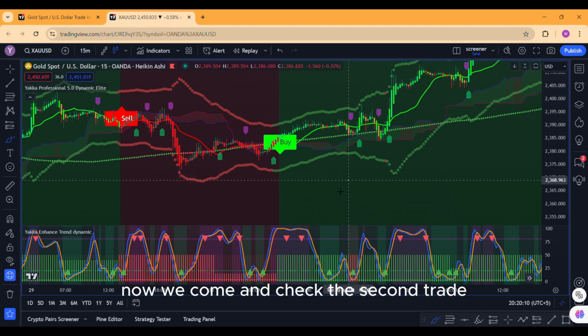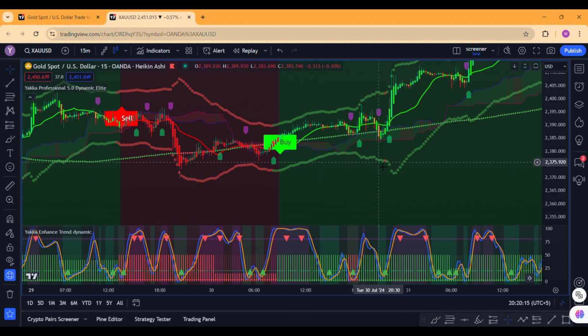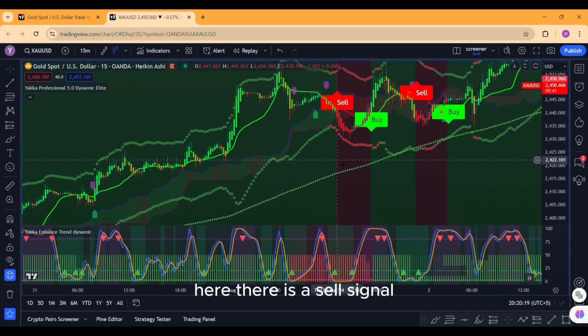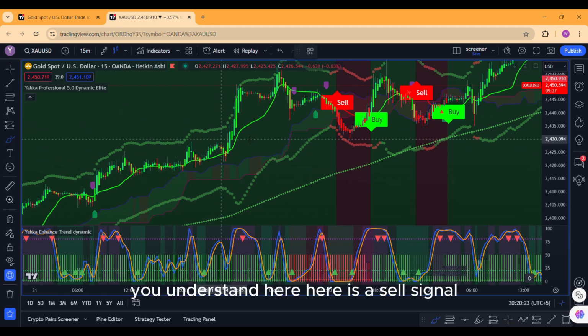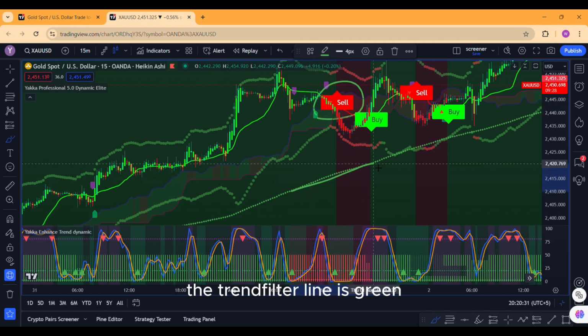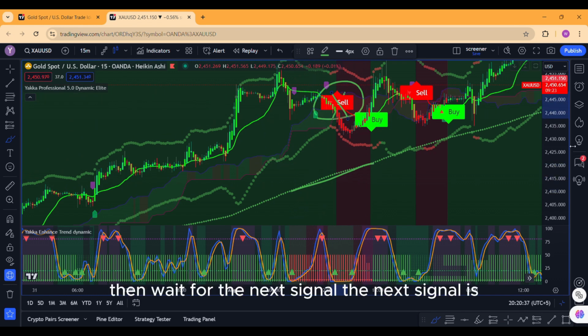Now we come and check the second trade. We check the chart with the second trade. Here there is a sell signal. Here is the example, you understand. What are our rules? Our first rule is the trend filter. The trend filter line is green. Then skip this signal. This is not a valid signal. Then wait for the next signal.